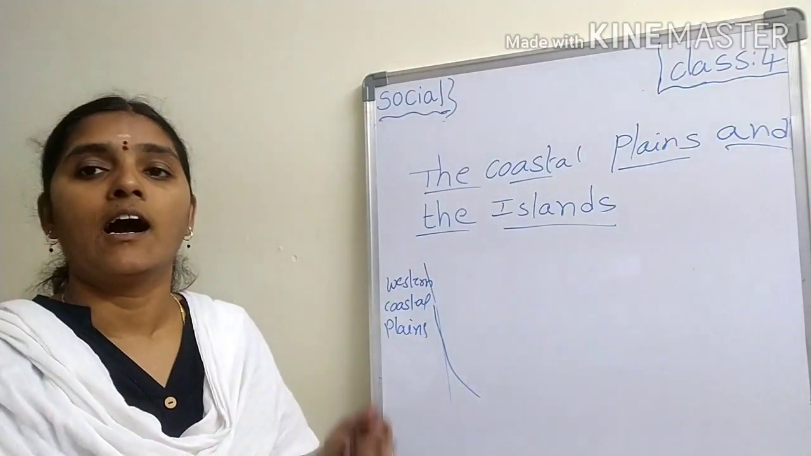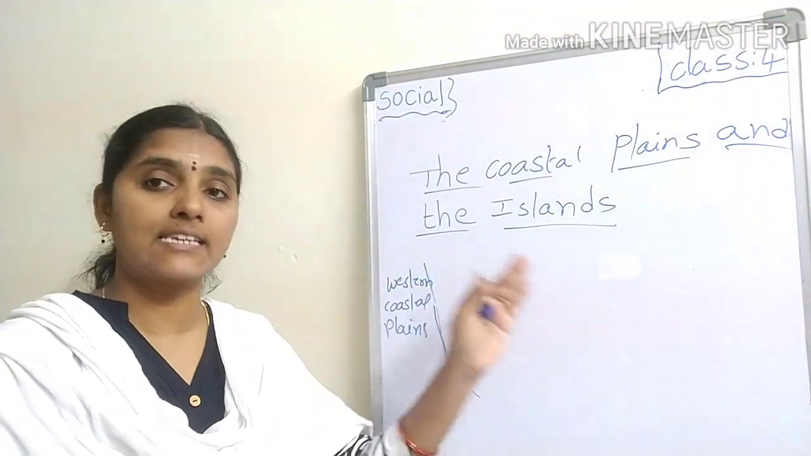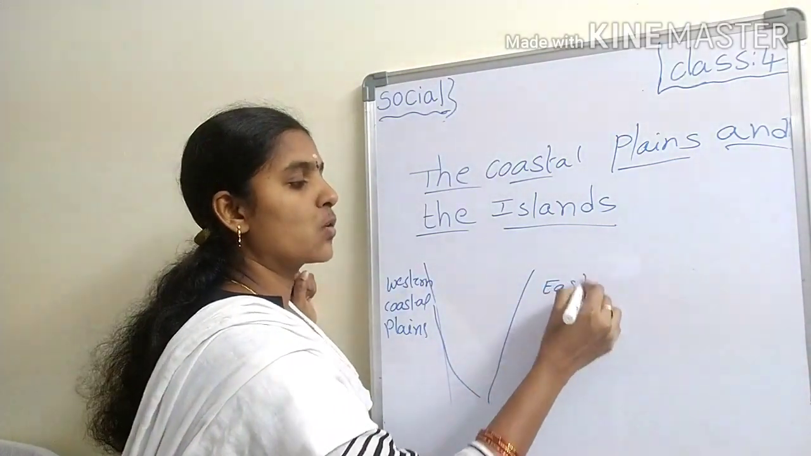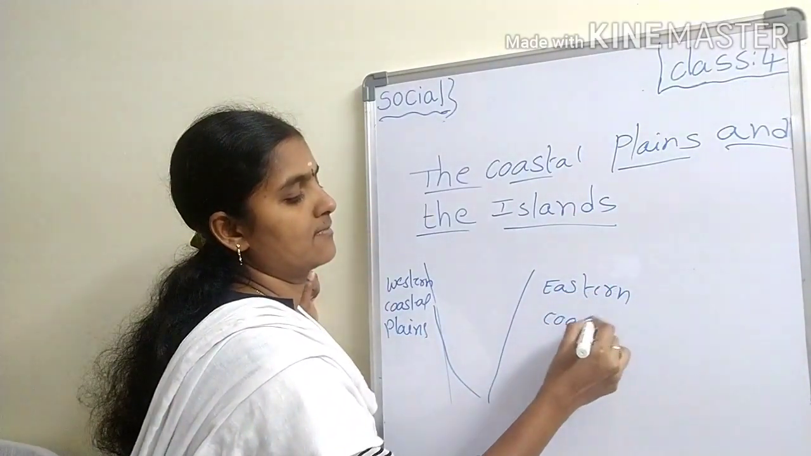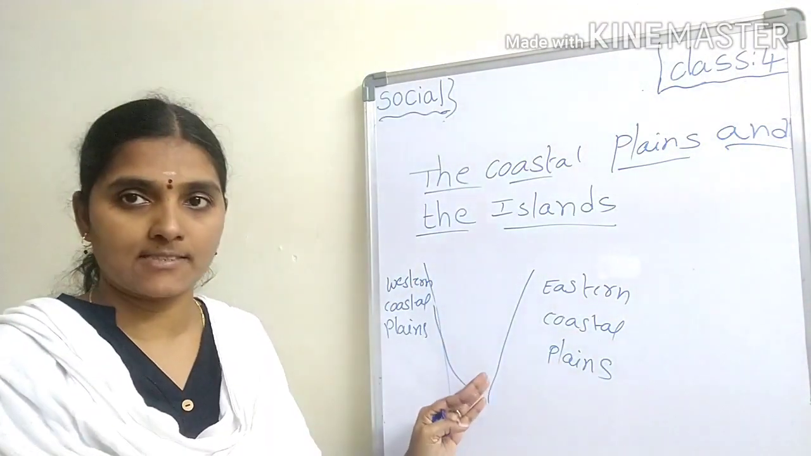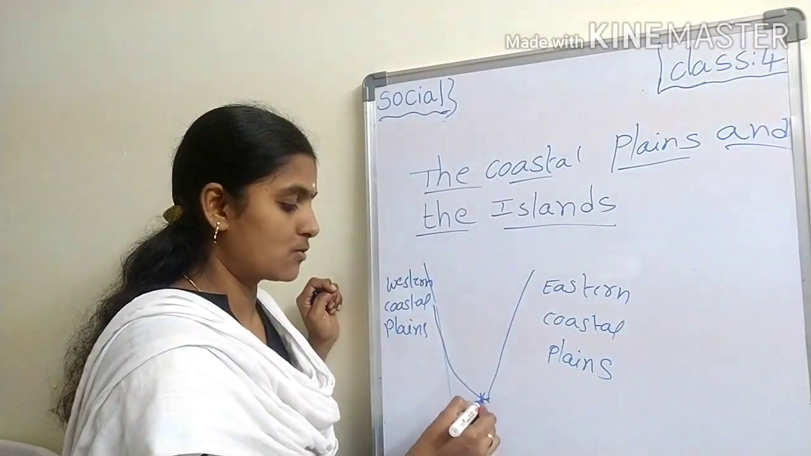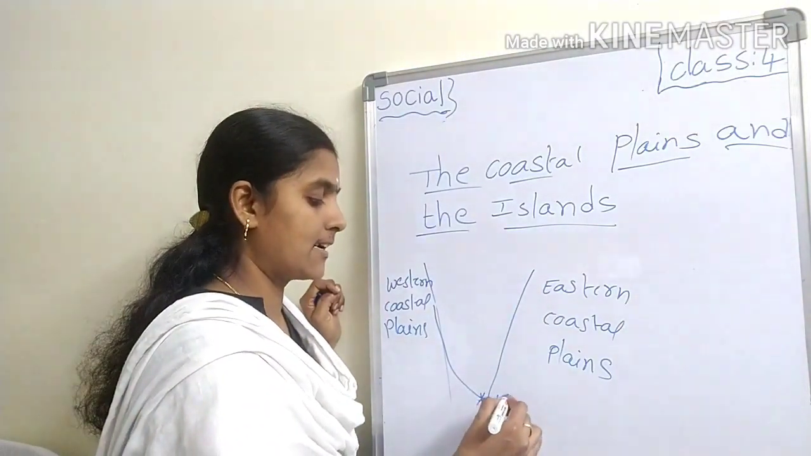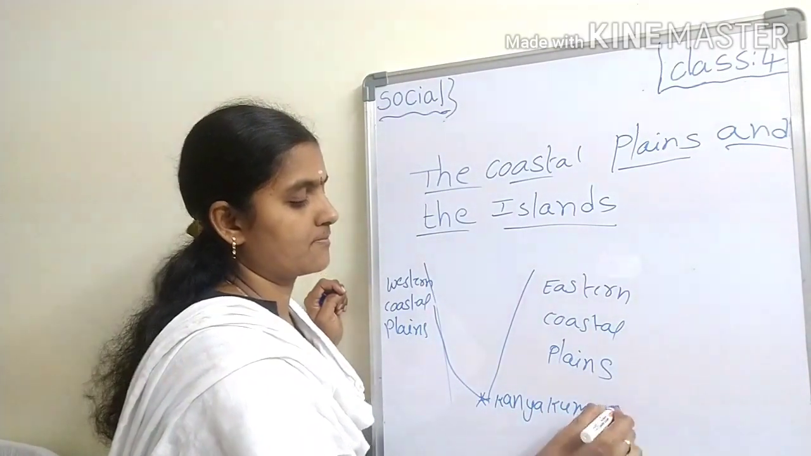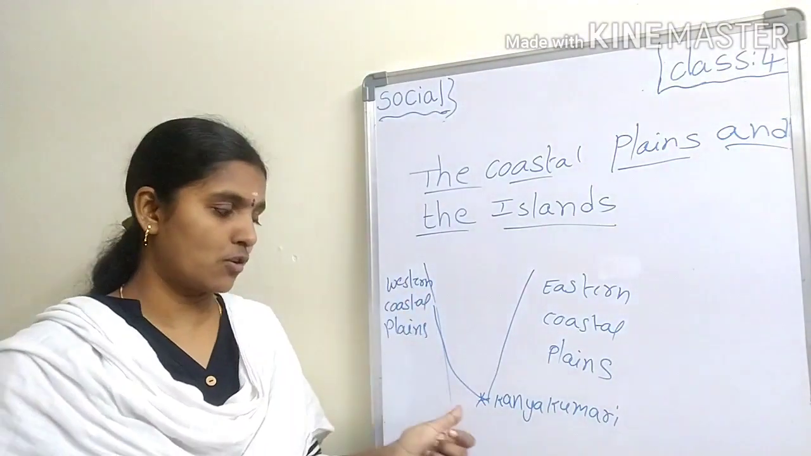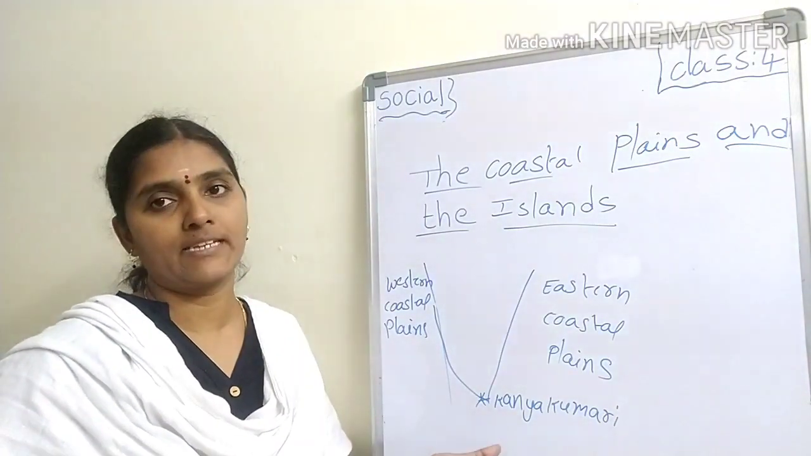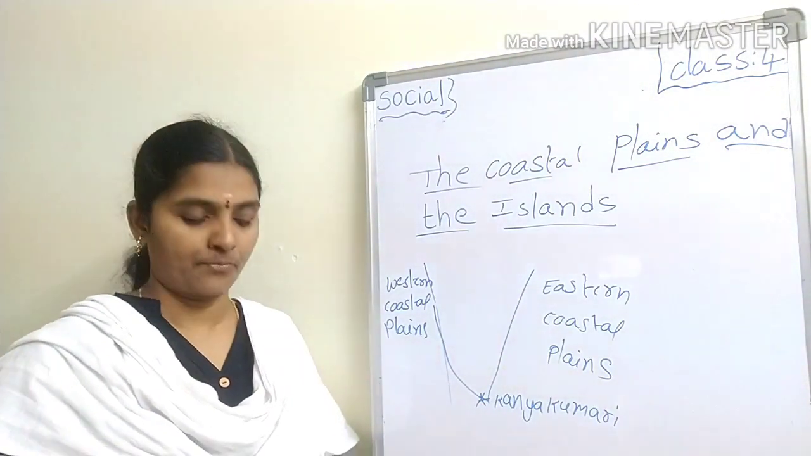Western coastal plains. And the coastal plains in the east are called eastern coastal plains. The western coastal plains and the eastern coastal plains meet at Kanyakumari.